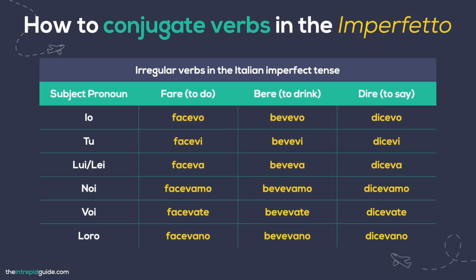Fare, to do: facevo, facevi, faceva, facevamo, facevate, facevano. Bere, to drink: bevevo, bevevi, beveva, bevevamo, bevevate, bevevano. Dire, to say: dicevo, dicevi, diceva, dicevamo, dicevate, dicevano.